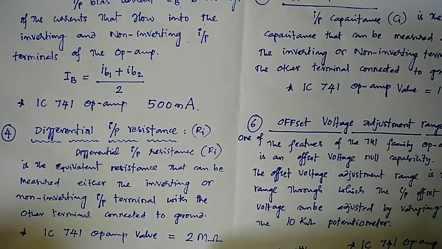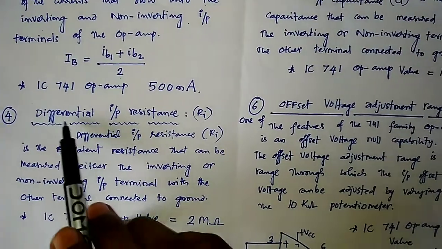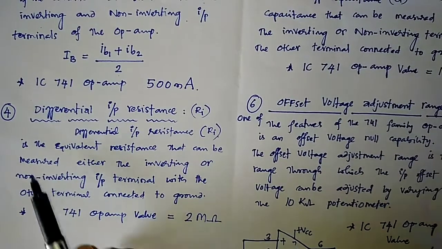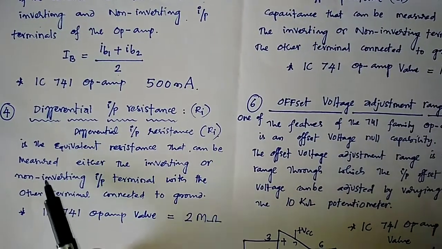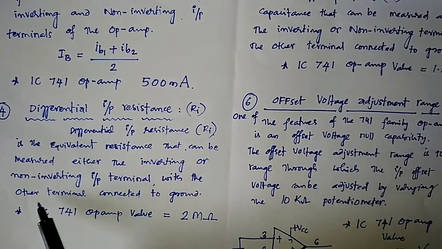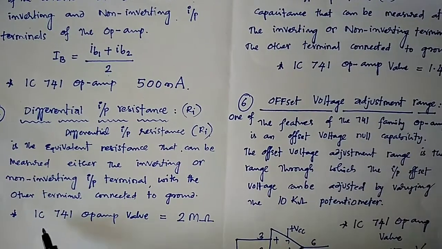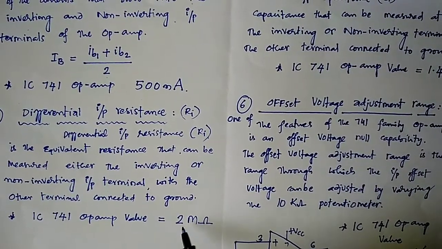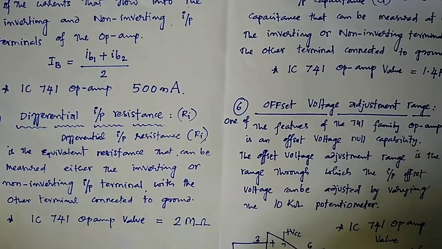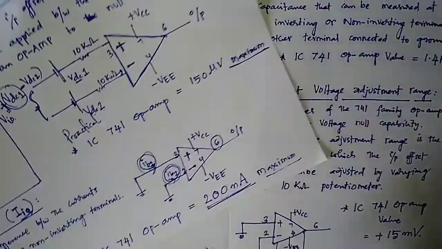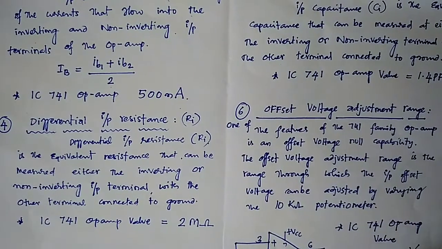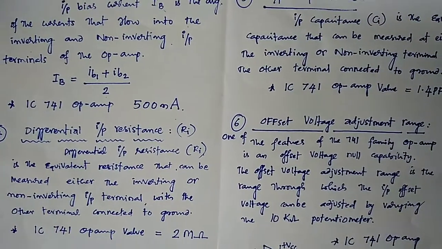The fourth parameter is differential input resistance. Differential input resistance Ri is the equivalent resistance measured at either the inverting or non-inverting input terminal with the other terminal connected to ground. For the IC741 operational amplifier, the value is 2 mega ohms. Simply, this is considered the input resistance. Like that you can take, based on input offset voltage and input offset current.